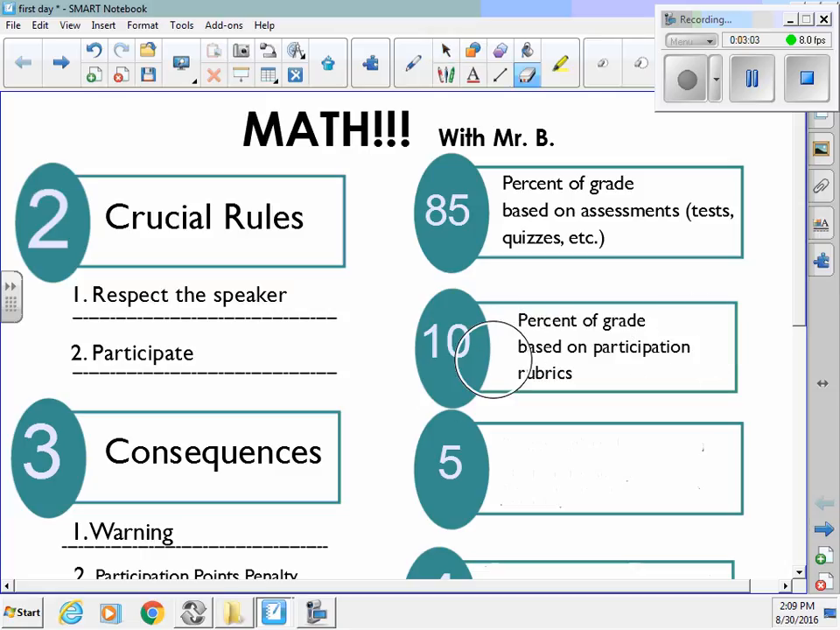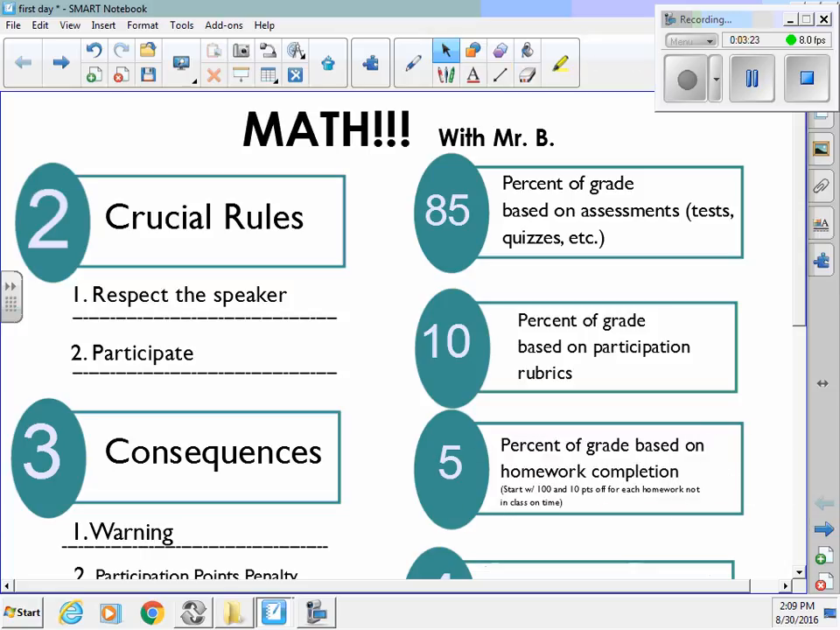10% of your grade is based on participation, and I grade participation through rubrics that you fill out about yourself. You have to justify your participation grade, essentially, through your responses. And 5% of your grade is based on homework completion.